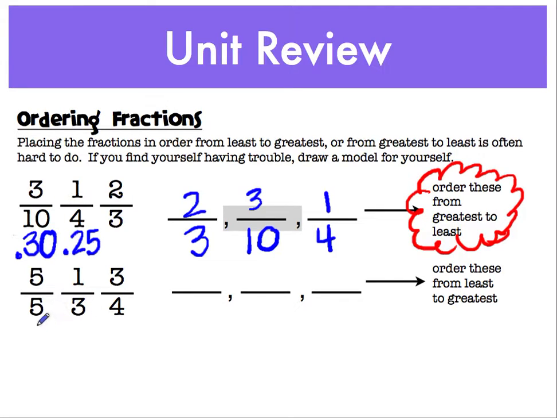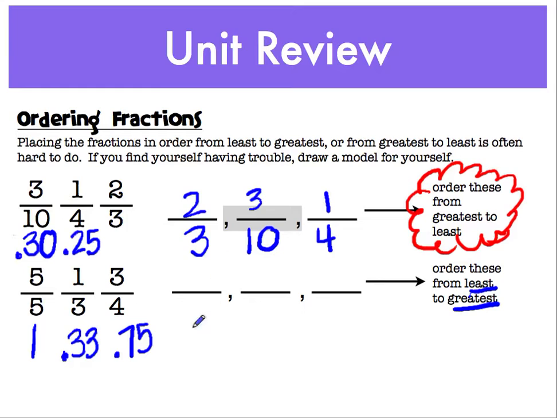Now let's talk about here. We've already drawn models. Here we can convert these to decimals, and I think it'll speed things up a little bit. It says here to order these from least to greatest. So we're going to start with the smallest. Now, I know that 5/5 is going to equal 1, because any number over itself always equals 1. Anytime you see the same number on top and bottom, it's 1. 1/3 is approximately, this is one of those that you had to memorize, 33 hundredths. And 3/4 is approximately 75 hundredths or 75 cents.